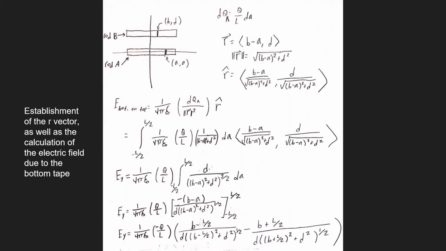Since we want to find the electric field at the top tape due to the bottom tape, we can use this to set up an R vector, R magnitude, and R hat using the variables we already established. Also, since we know that the charge distribution will be Q over L dA for the bottom piece of tape, we can sub that in for Q in the electric field equation.